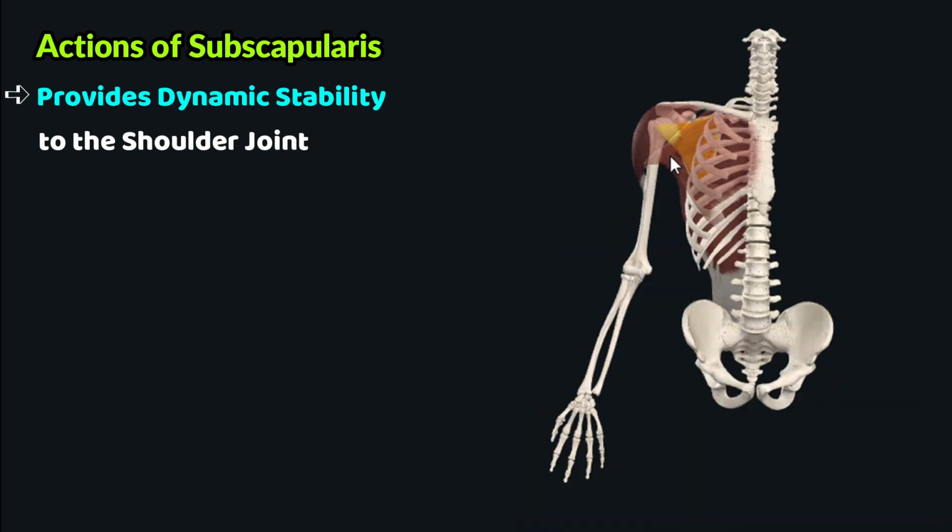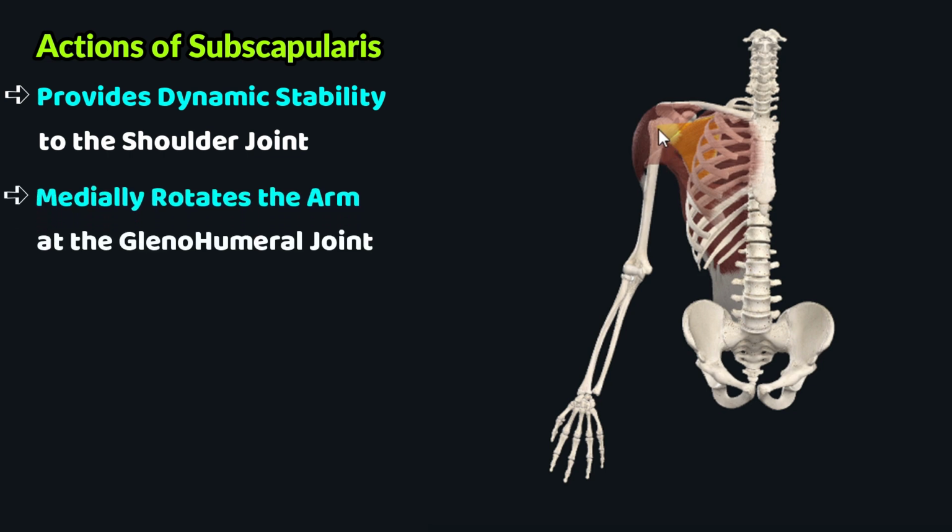What we discussed is the action performed by the subscapularis when it acts with other rotator cuff muscles. But when this muscle acts in isolation, acting synergistically with the pectoralis major and teres major muscles, then this muscle medially rotates the arm at the glenohumeral joint.